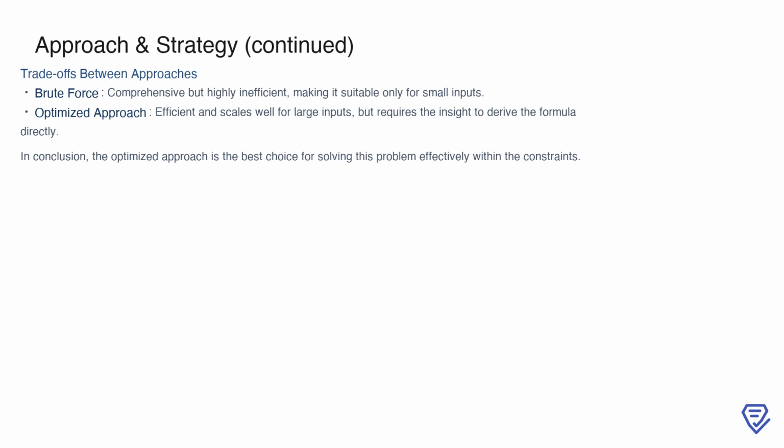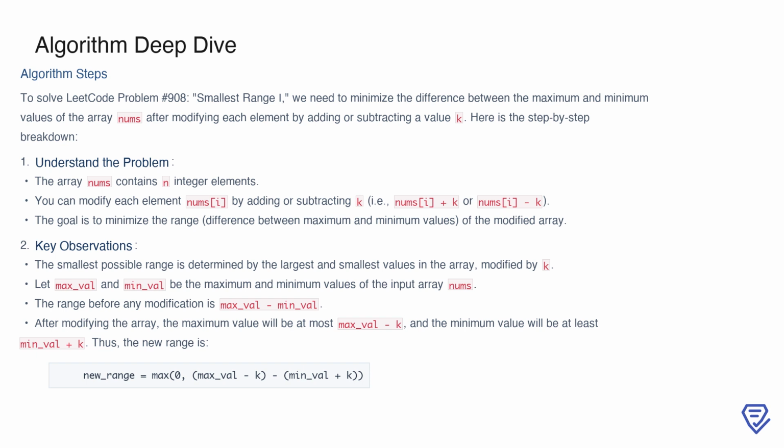In conclusion, the optimized approach is the superior choice, balancing efficiency, simplicity, and correctness to solve the problem effectively within the given constraints. To approach problem number 908, Smallest Range I, we need to determine how to minimize the range of an array after modifying its elements. Specifically, we can adjust each element in the array nums by adding or subtracting a value up to k. The key is to find the smallest possible difference between the maximum and minimum values of the modified array.